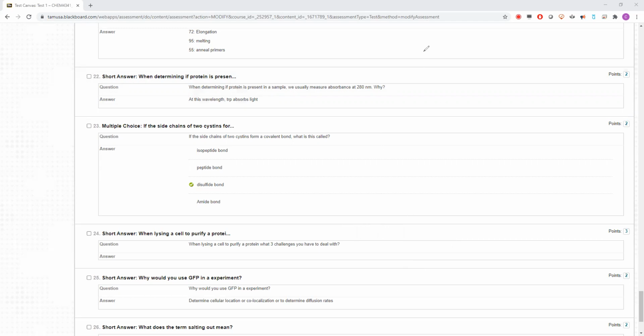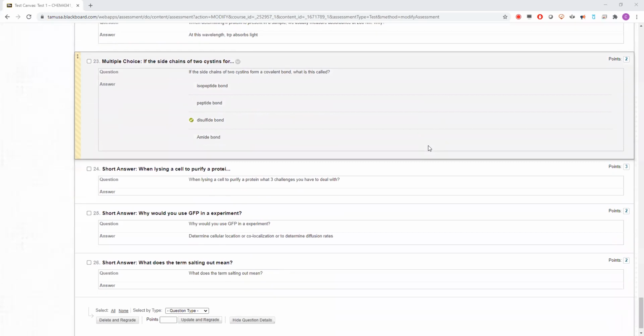GFP, cellular location or co-localization. Salting out. Salting out is increasing the salt concentration to make proteins precipitate out of solution. It has nothing to do with a cell. And this is just one of the ways we talked about in class to purify a protein. And that's pretty much it for test 1.